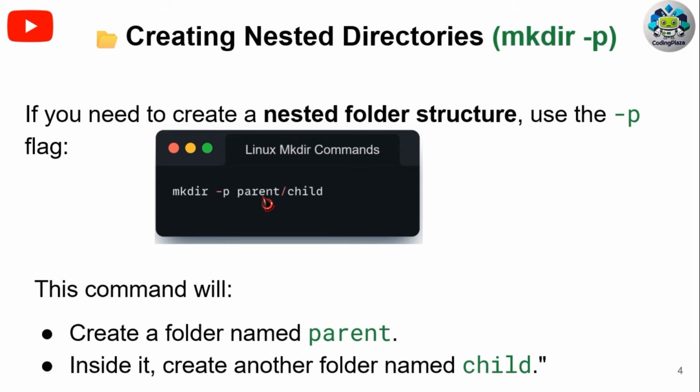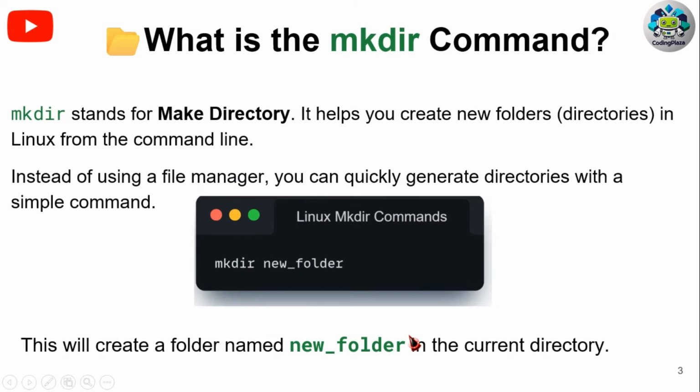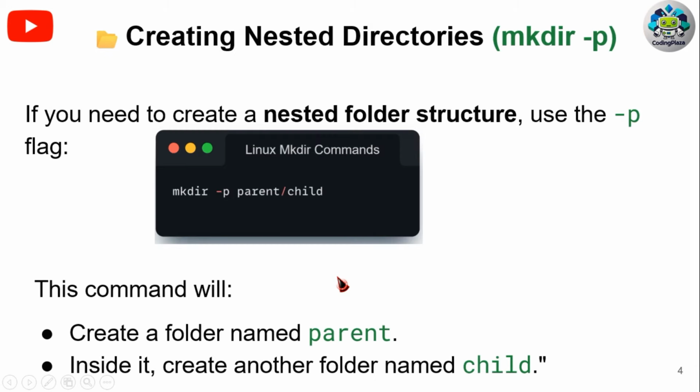Mkdir normally takes a folder name, and in the previous video we have covered that. See here, we covered how mkdir new folder works. Same as that, nothing but -p and the folder structure you have to give. Okay, so create a folder named parent and inside it create another folder named child. This we can see in the terminal.